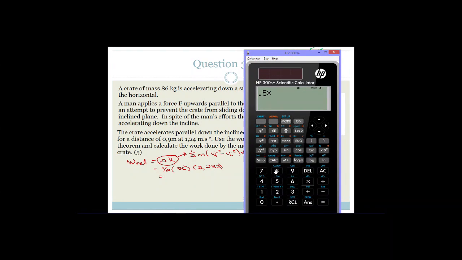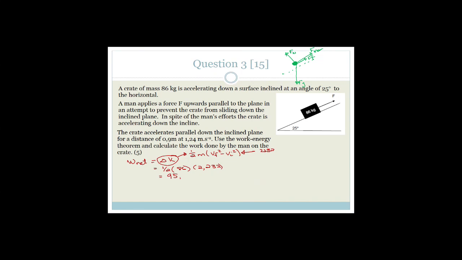0.5 times 86 times 2.232 equals... that doesn't help, so we need to change it, and it becomes 95.976. And remember, you always round off to two decimal places, so it's 95.98. So that's 95.98 joules. That is the kinetic energy that has been gained by this crate. Now that is equal to the net work done.